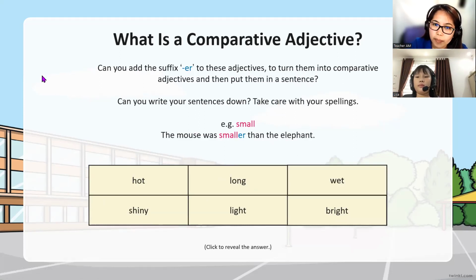Okay, so here you add er to the adjective, but not all the time, because there are some cases where you don't have to add er but change y to i or double the consonant. So we have example small, smaller. Okay, so what is the comparative adjective of hot? Hotter. Very good. How do you spell that?